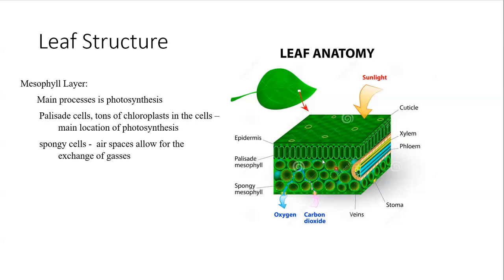There's the gaseous exchanges that are happening down in the spongy layer, but those gases come up and interact with those palisade cells as well. Okay, so this is the main process of photosynthesis. It happens in the mesophyll layer, and the mesophyll layer is essentially between the upper and lower epidermis, or vice versa, whichever way you want to look at it.